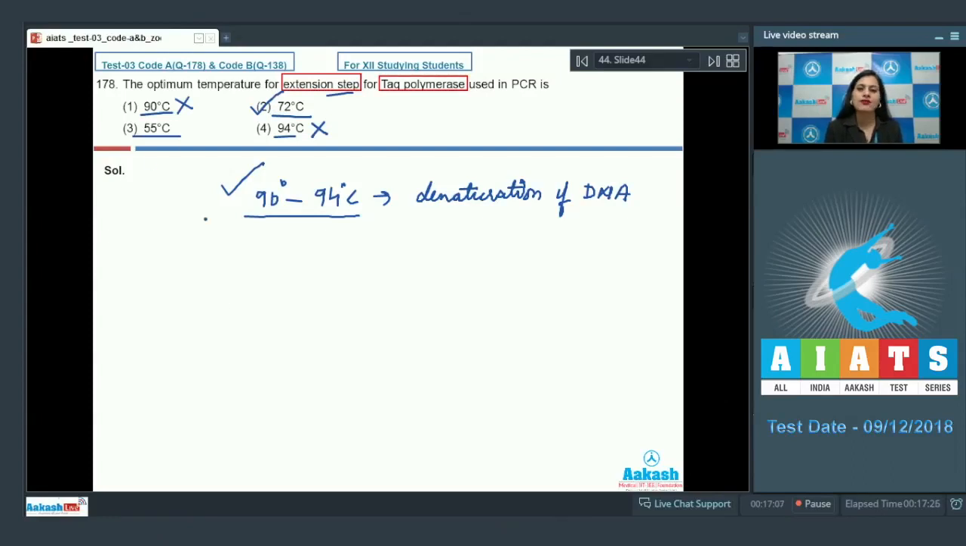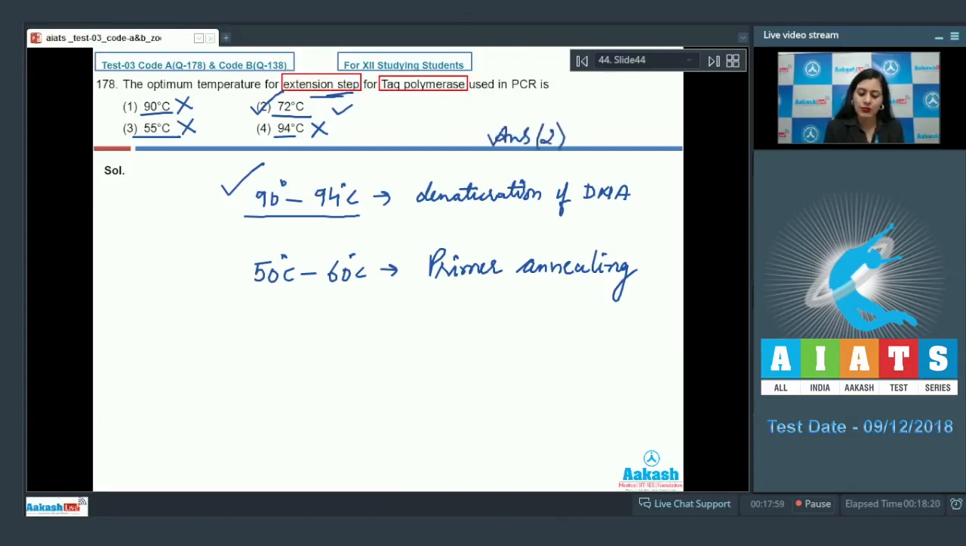And the third option is 55 degrees centigrade. And we know that the temperature range from 50 degrees centigrade to 60 degrees centigrade is for the primer annealing. So this is an incorrect option. So the optimum temperature for extension step for Taq polymerase using PCR is 72 degrees centigrade. So the correct answer is option number 2. Let's discuss our next question.